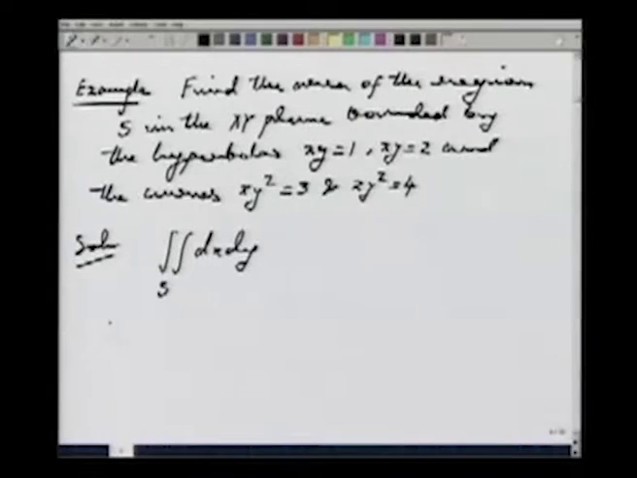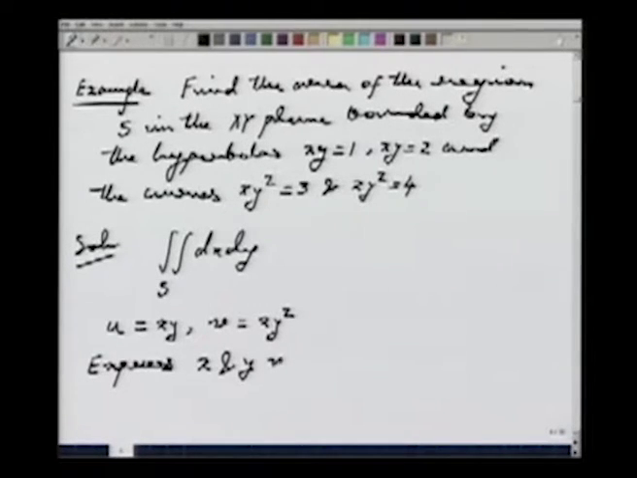So what I do is, I define, let us say, u equal to xy and v equal to xy square. Suppose I just define this. Now what I want to do is express x and y in terms of u and v.